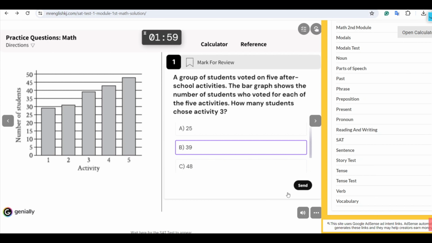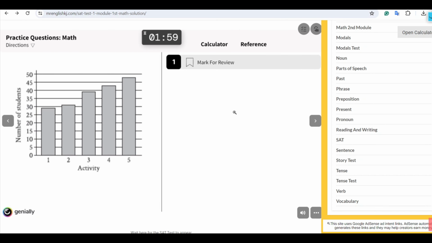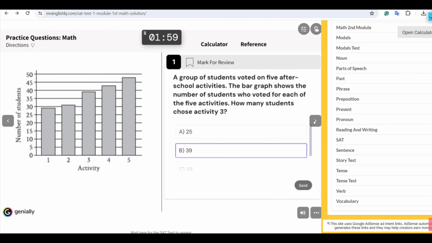Suppose I click 39 and I click send. This is sent and I move to the next portion. I can go back, but I cannot attempt it again. It is to make your practice more subtle, but in the real exam, you can reattempt the question, meaning you can change it. Suppose now you think it is A, so you can change it in the real exam. So don't worry about that.